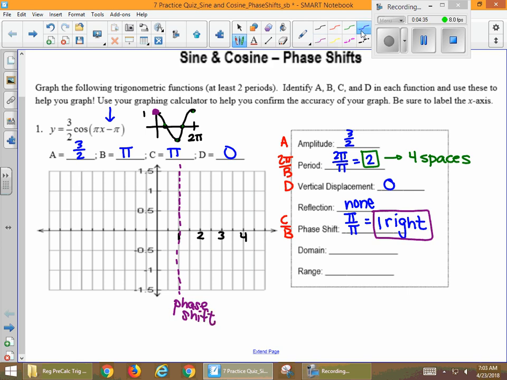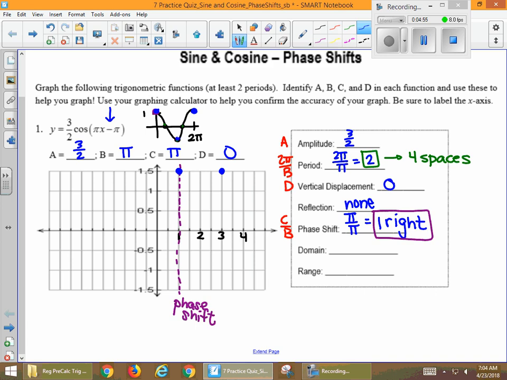And then I can graph my function. So I'm just going to follow this pattern. I have a max, and my start here. Here, 1 period away is where I have the next max. So that's 4 spaces. As long as I've labeled my x-axis to match, now I can just count 4 spaces.